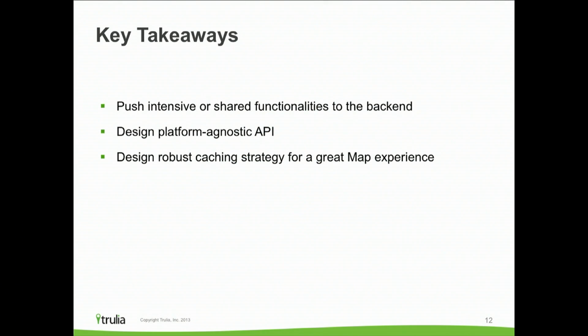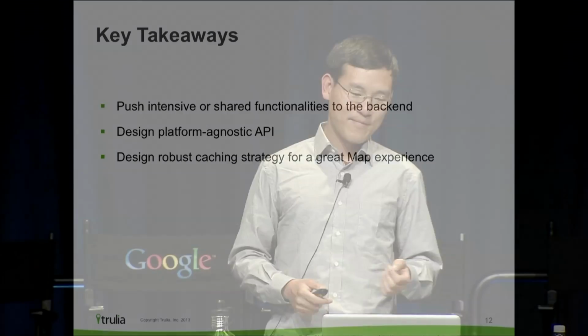So 3 key takeaways for today. Push all the intensive and shared functionality into the backend. Design a platform agnostic API so that you can scale to multiple platforms quickly. And finally, design a robust caching strategy for a great map experience. I hope you have learned a few techniques today in building your own great map experience on multiple platforms.